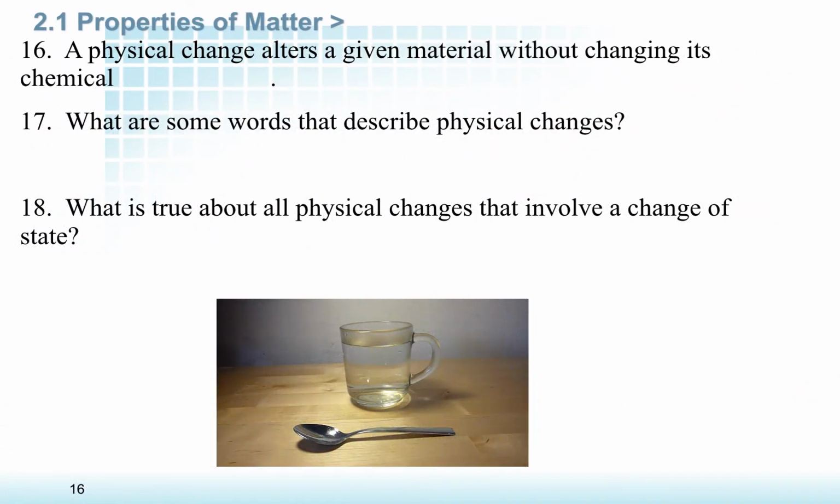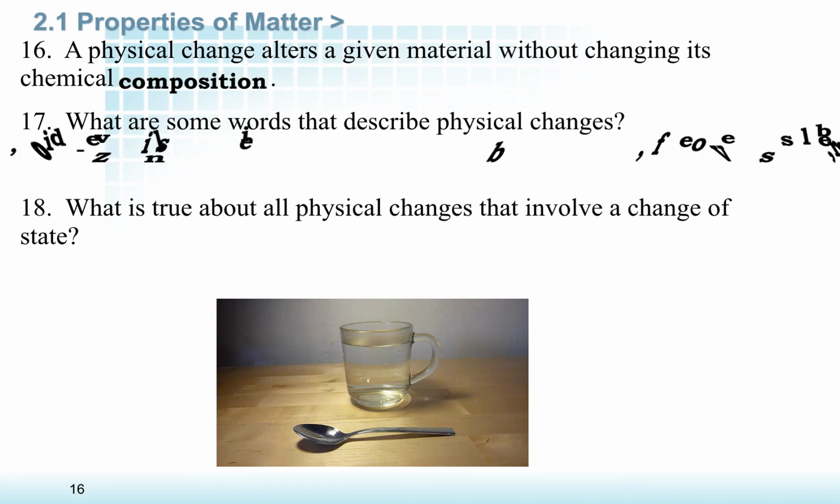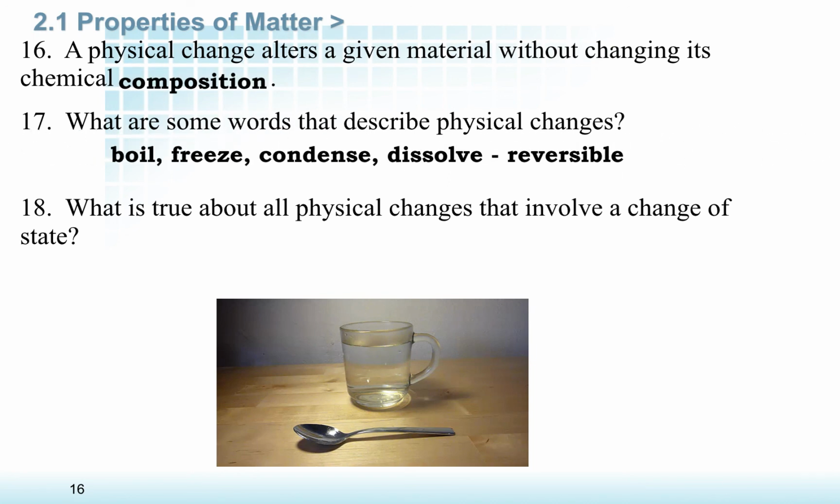A physical change alters a given material without changing its chemical composition. Some words that we use to describe physical changes are boil, freeze, condense, dissolve. Those are reversible physical changes. So I can add energy to get them to happen, or I can take energy out to get them to go the opposite way.